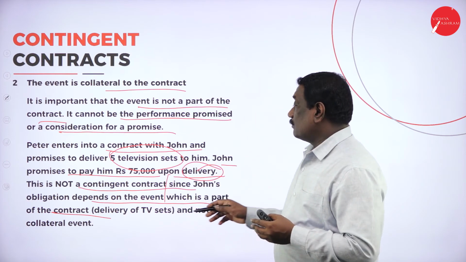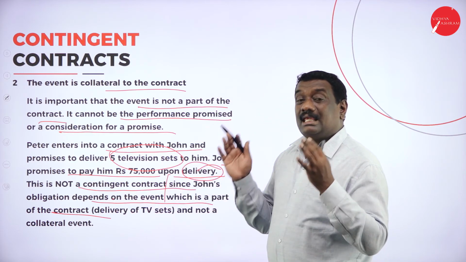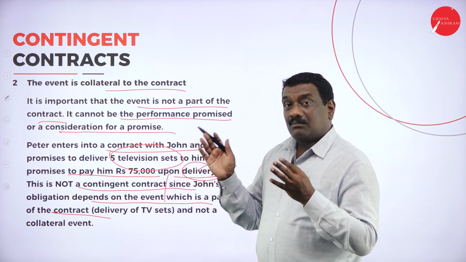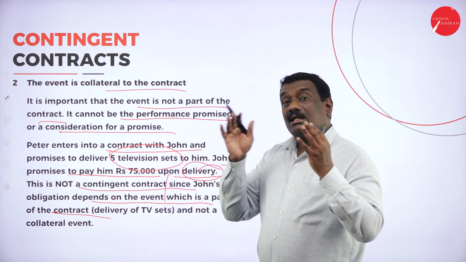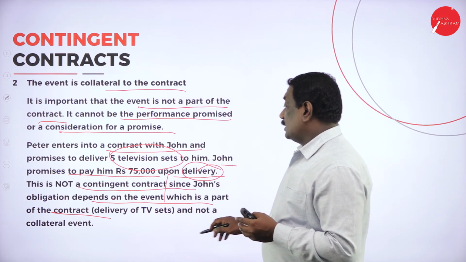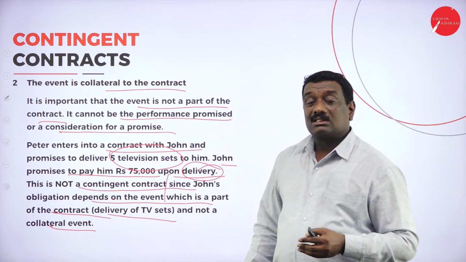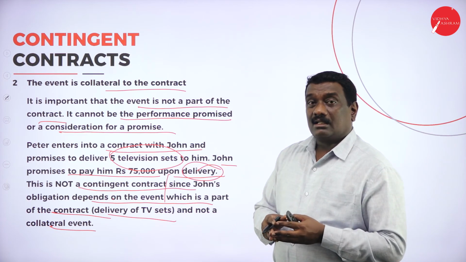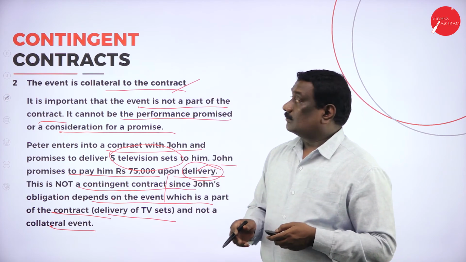Why is it not a contingent contract? Because John's obligation depends upon the event that is part of the contract. Peter is promising that he is going to deliver the television sets, which means it is a part of the contract. That is why it is not a contingent contract. Delivery of TV sets is a part of the contract and not collateral to it. That is why the event must be collateral to the contract.